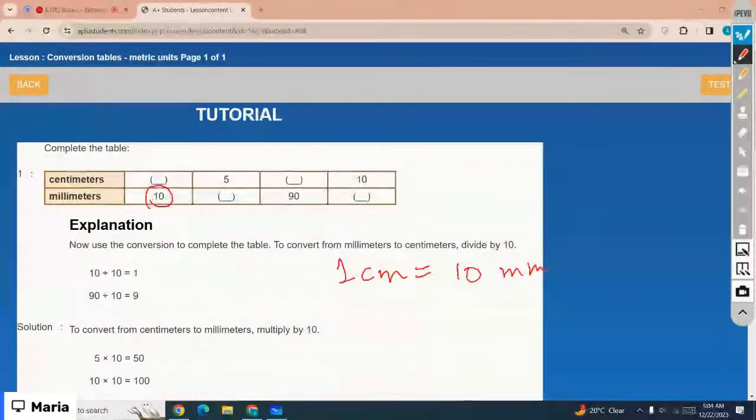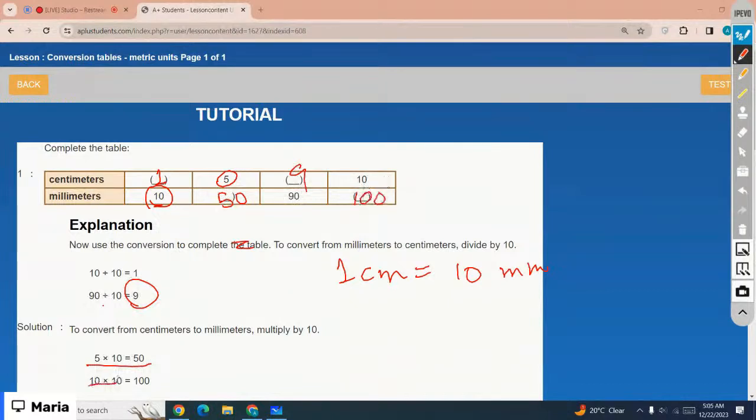When you are going to convert from a smaller unit to a bigger unit, millimeter is a smaller unit, right? You have to divide. To divide this 10 by 10, 10 divided by 10 is 1, right? Here you are given 5 centimeters. Centimeter is a bigger unit and millimeter is a smaller unit. You have to go from bigger to smaller. You need to multiply 5 times 10. That equals 50, right? For the 90, you have to go from smaller unit to bigger unit. You need to divide. 90 divided by 10 is 9. So here you have 9. For this one, again, you have to multiply 10 times 10 is 100.